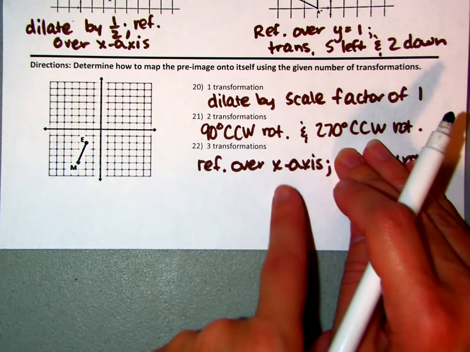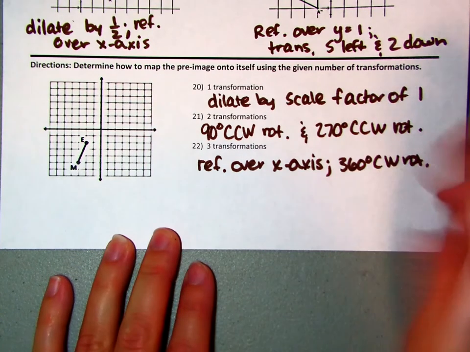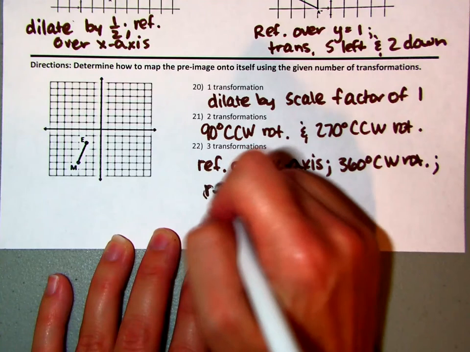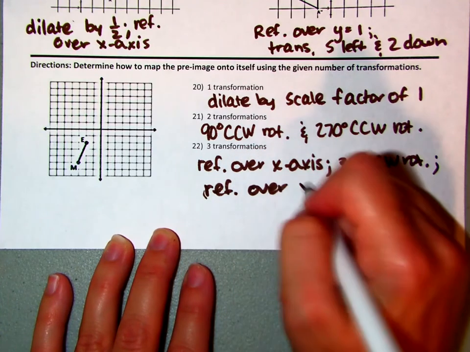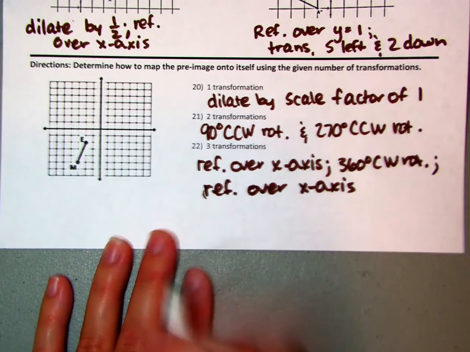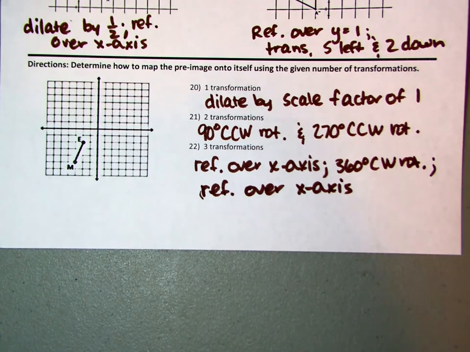We reflect it over the x-axis. How do we undo that? Well, now it's reflected over the x-axis again. That would put it back on itself. Multiple different answers again for all 3 of these problems.